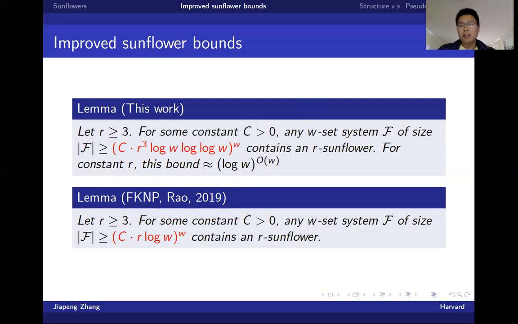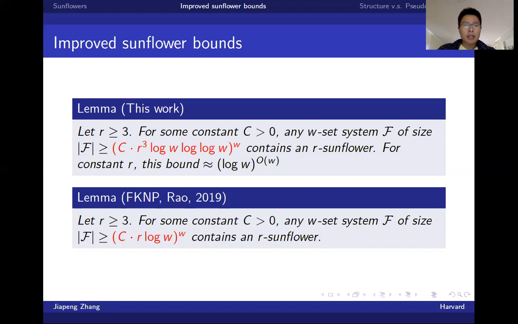So there are two subsequent works. One is the first one, FKNP. The second one is by Anup Rao. By combining their results and ideas, the best bound so far is C times r times log w to the w. So basically, they can improve the dependency on r from r to the cube to r. And also they can shave the log w term. So now this is the best result so far.